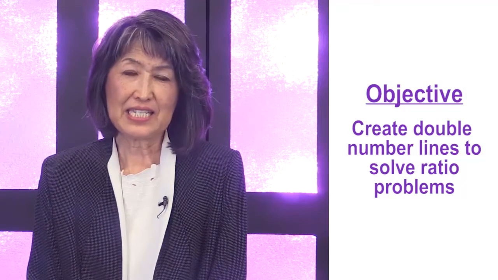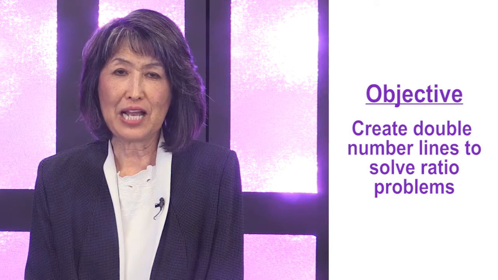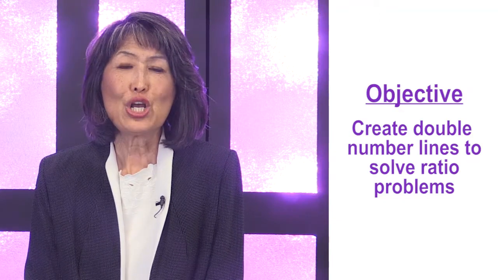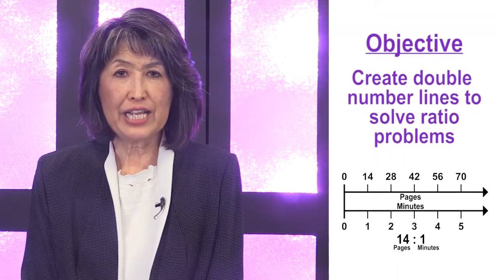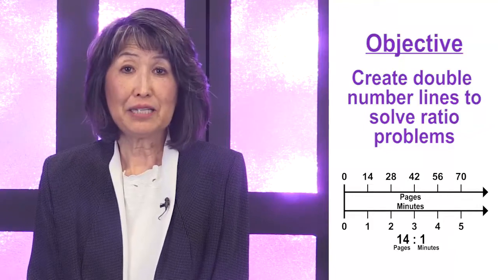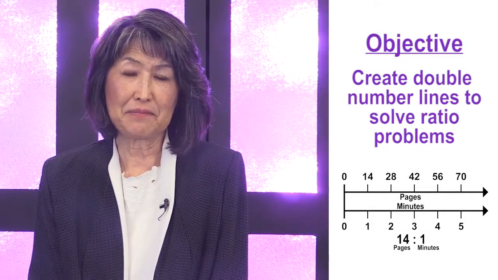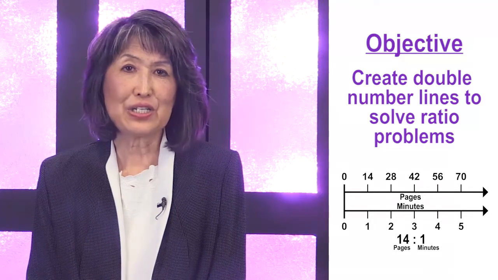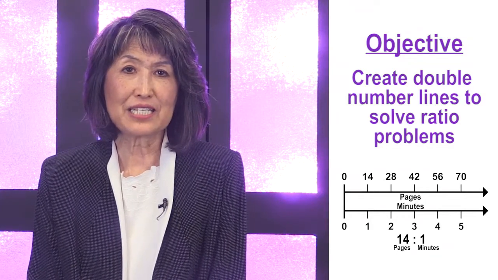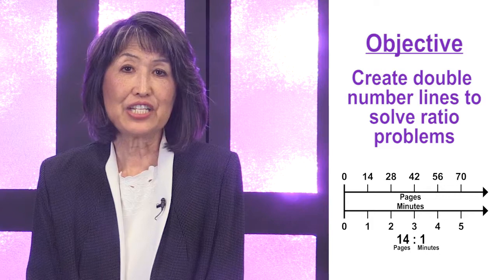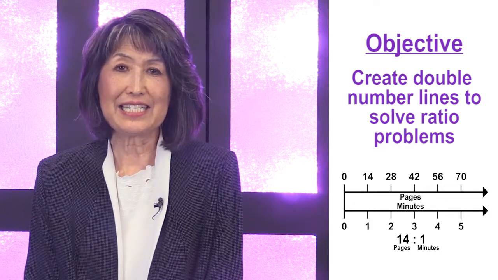The objective of this lesson was to create double number lines to solve ratio problems. We met this objective by drawing and partitioning double number lines to help determine the computation needed to solve problems. Throughout the lesson, students are asked to describe the process for setting up their models and share and justify their thinking and solutions.